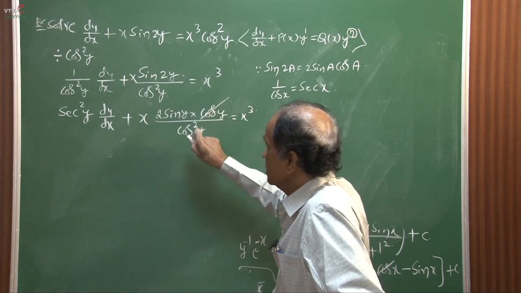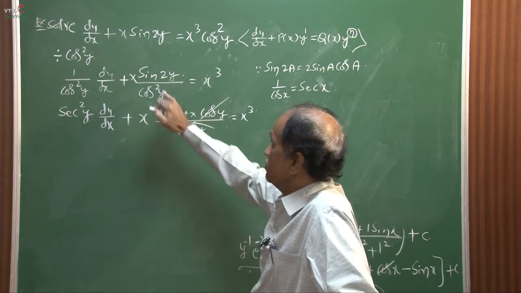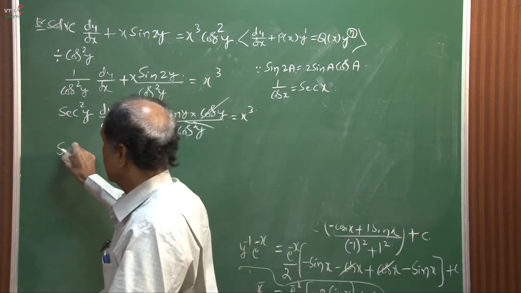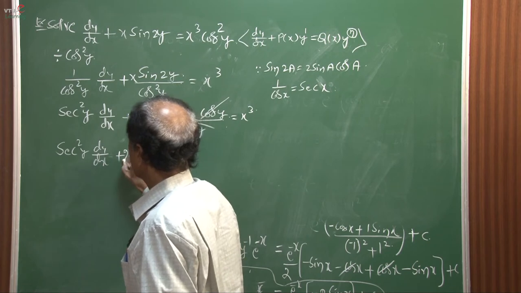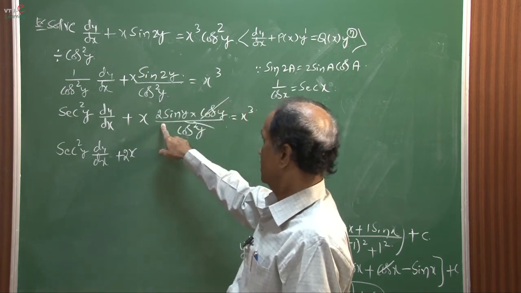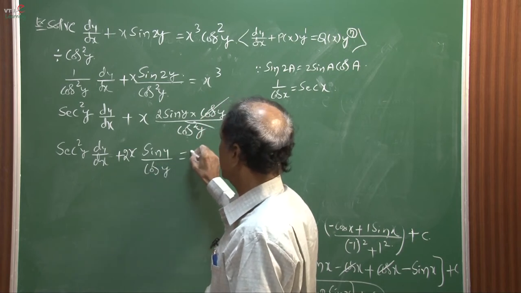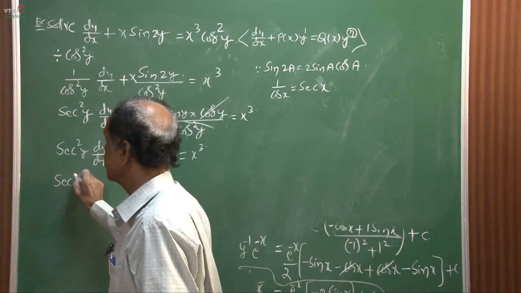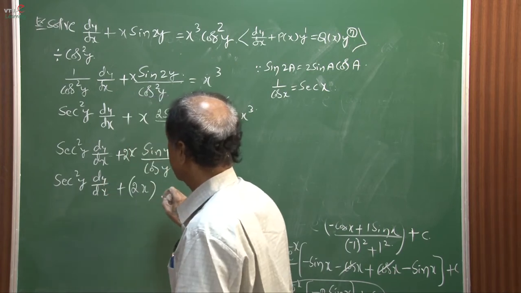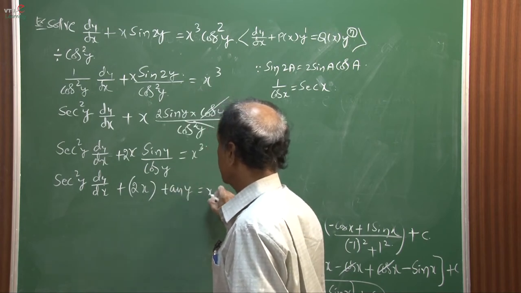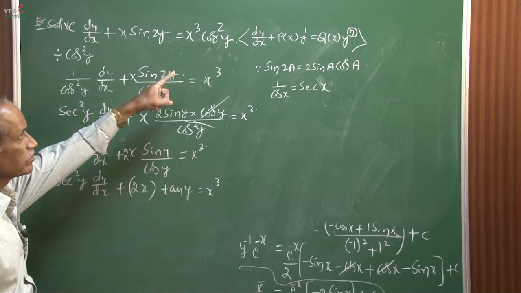So, can I cancel one cos here? Yes. That is sin y, because with the sin 2a formula, 2 times sin a into cos a divided by cos square, one cos term I can cancel. Then secant square y, dy by dx plus 2 times x into what term remains, sin y divided by cos y, is equal to x cube. In the next step, secant square y dy by dx plus 2x tan y is equal to x cube. On the right side, it is only x cube, free from the term y.